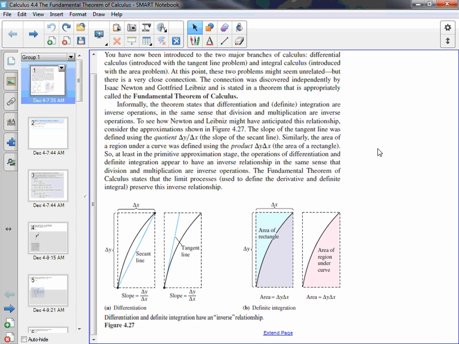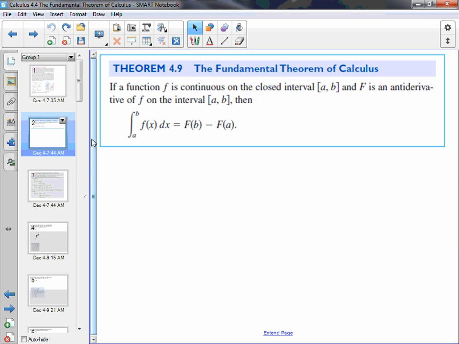The fundamental theorem of calculus states that the limit process preserves this inverse relationship. So when we find the limits to get the exact slope of the tangent line and the exact area under a curve, you still are doing the inverse operations. Here's what the theorem states. It's at the bottom of 282. It should have its own page. It should be the only thing on the page.